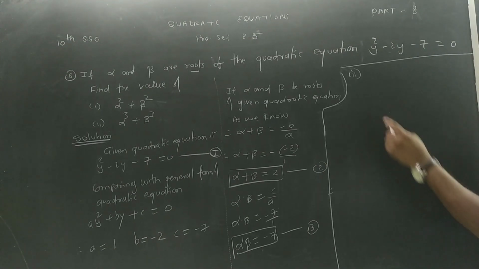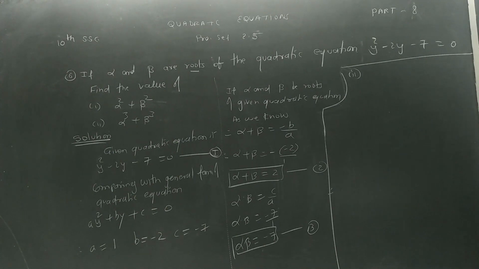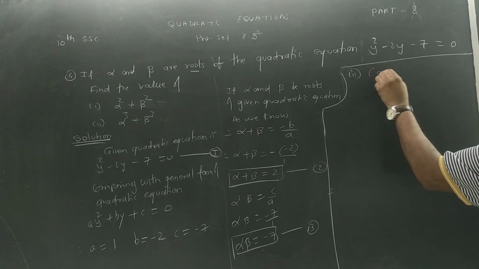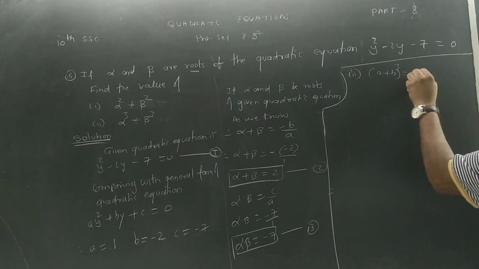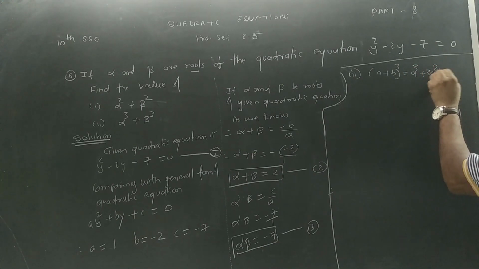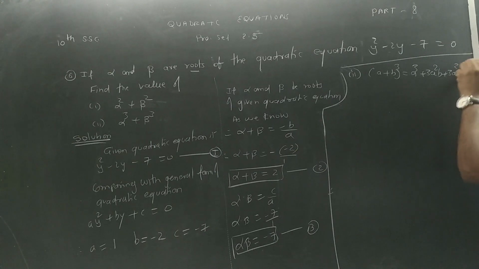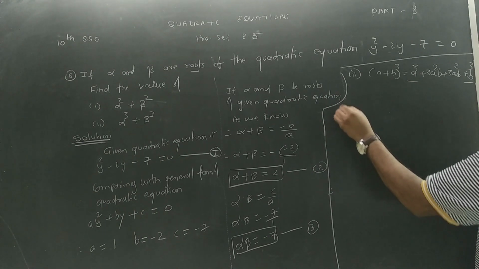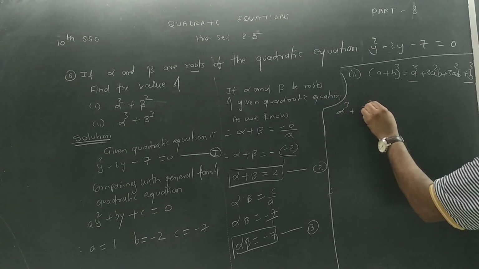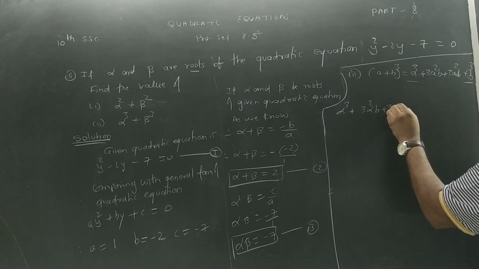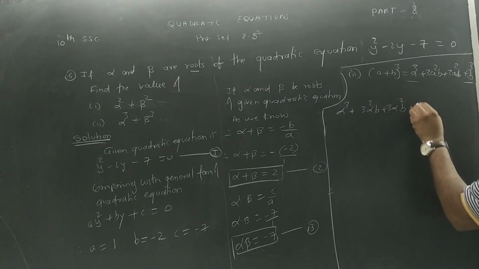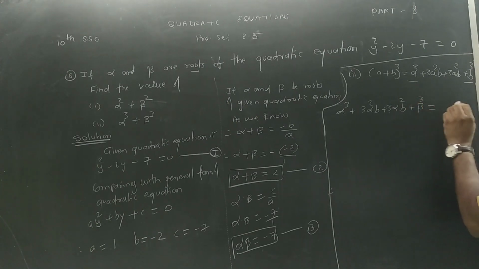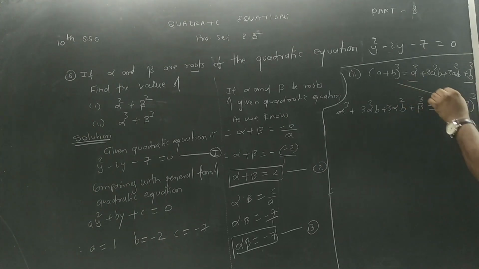Now, second part, that is alpha cube plus beta cube. We know the formula. A plus b the whole cube is equal to a cube plus 3a square b plus 3ab square plus b cube. We are interested in finding out a cube plus b cube. So what I can do, I can write it as alpha cube plus 3 alpha square beta plus 3 alpha beta square plus beta cube is equal to alpha plus beta the whole cube. Same formula I have used.